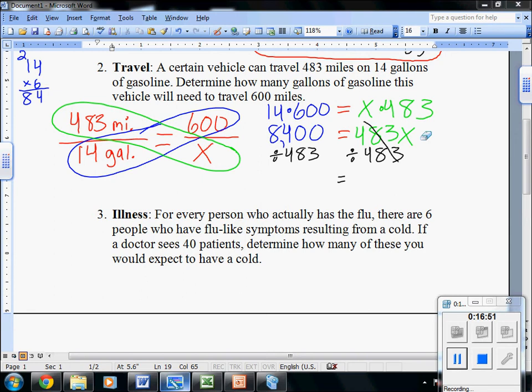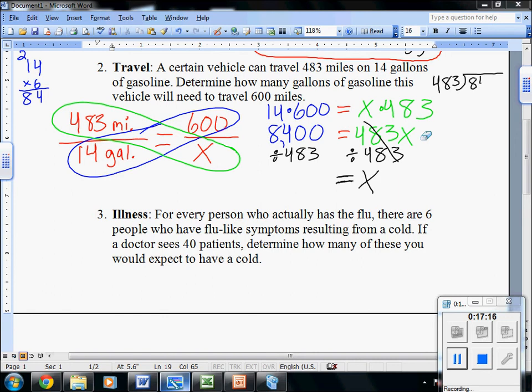They cancel on the right side. We're left with x on the right side. Now on the left side, our job is to figure out what is 8,400 divided by 483. That's a tall order, but we'll take our time, we'll count, and we'll take it step by step, and we'll figure it out. So, long division, we're dividing by 483.